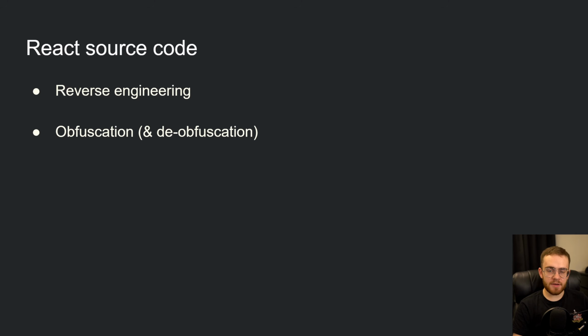So the next topic is about protecting your React source code. There's this process called reverse engineering, and with respect to your React source code, that means that people could try to find weak points in your applications. And you cannot completely prevent this from happening, but you can definitely make it very hard for people to understand how your code is actually working by a process called obfuscation.